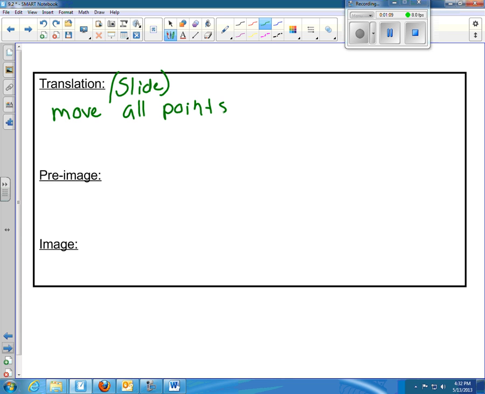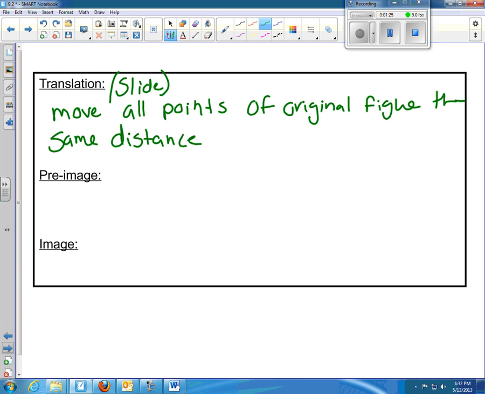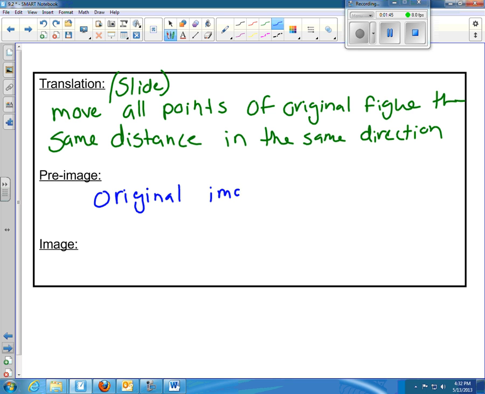of the original figure the same distance in the same direction. So we're moving all the points the same distance in the same direction. We talked about yesterday, but just a reminder, the pre-image is the original image, or sometimes you might hear figure. And the image is our new image or figure.